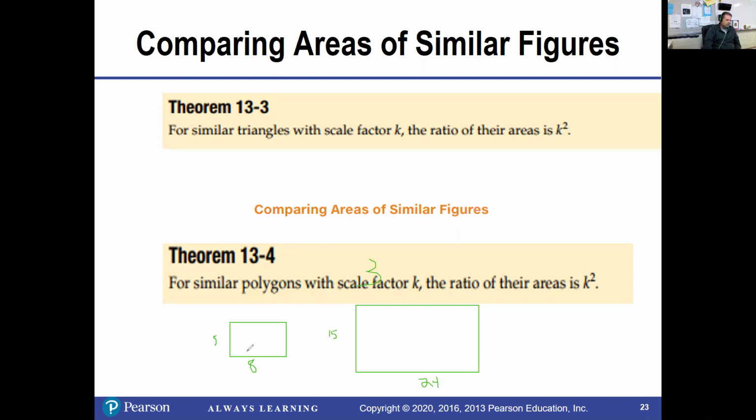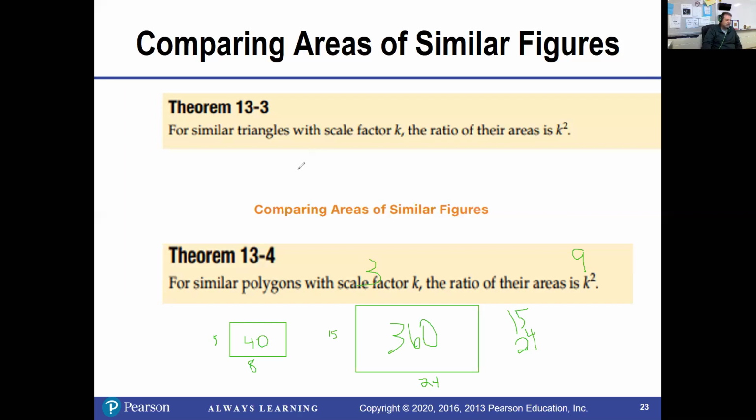Now, I know the area of this rectangle is 40. So my scale factor of the area should be 3 squared, which is 9, which means the area of this should be 9 times 40, which should mean 360. Well, what's 15 times 24? Okay, so 15 times 24, I'll take my trusty calculator. 15 times 24 is 360. Boom, got it.